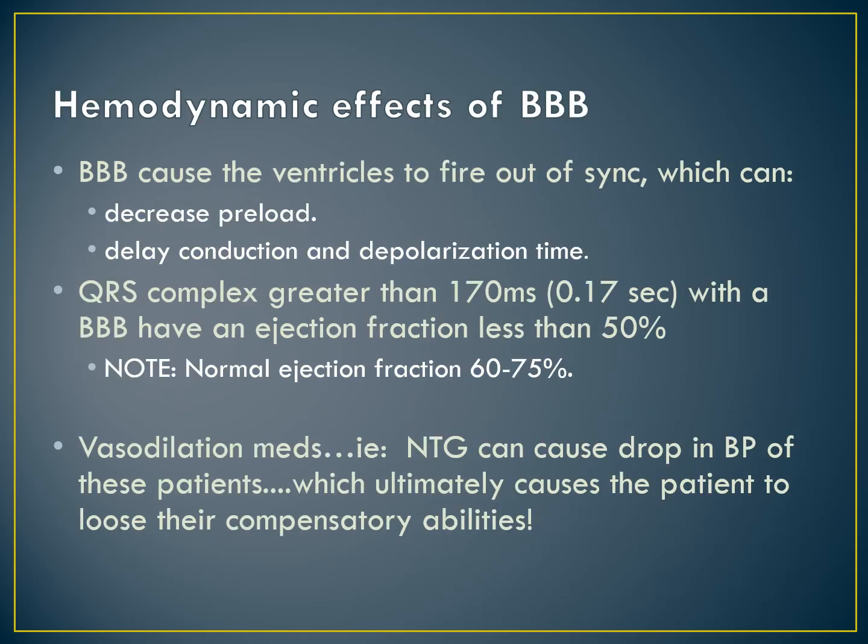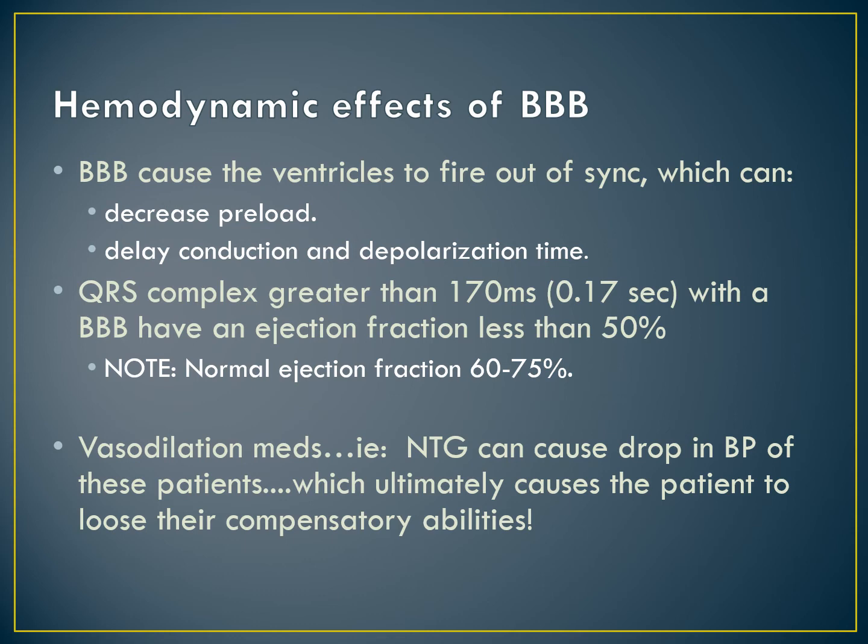Because the bundle branch blocks cause the ventricles to fire out of sync, you can expect to see hemodynamic changes in your patient, such as a decrease in preload or delays in conduction and depolarization time. A normal ejection fraction should be between 60 to 75%. In cases where the QRS complex is greater than 0.17 seconds, you can very much expect to see an ejection fraction of less than 50%.